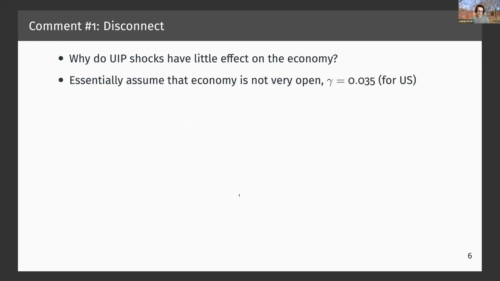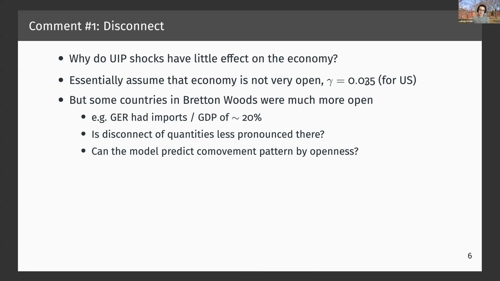And I think part of what's going on here is that the economy that Oleg and Dima use as an example is the US, and the US has a very low share of imported goods among consumption. Here they calibrated to 3.5% in that era. But I think what's interesting is that some of the countries in the Bretton Woods system actually were much more open. So for example, Germany all around the same time had imports relative to GDP of 20%. It's not directly comparable, but you get the sense of magnitude that it's larger.